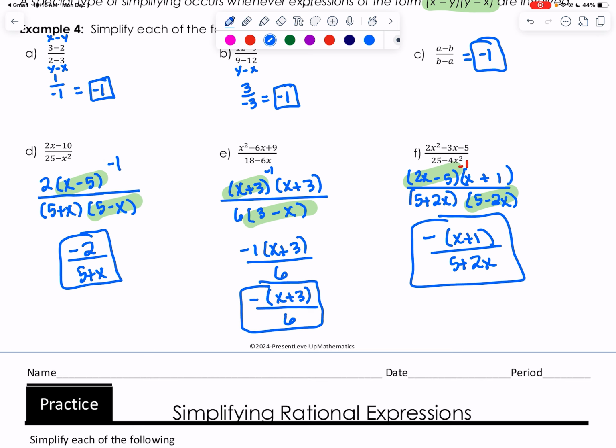And that concludes today's lesson on simplifying rational expressions.